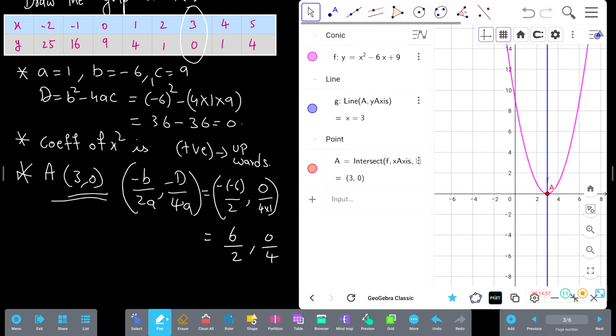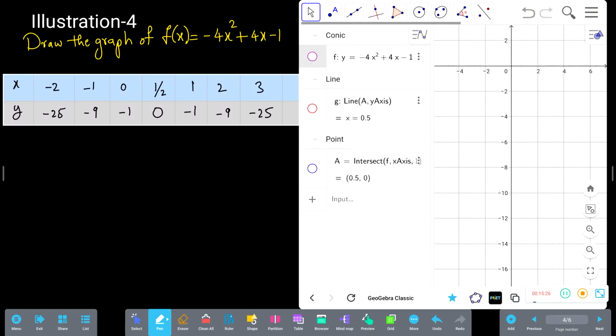Okay, so here we can cancel, 2 3s are 6, so 3, and 0 by 4 is 0. Okay, so this is how we find out the vertex. So here in this case the parabola is just touching the x-axis, so the vertex and the zero of the polynomial both are the same in this condition. Okay, we'll go to the next illustration.